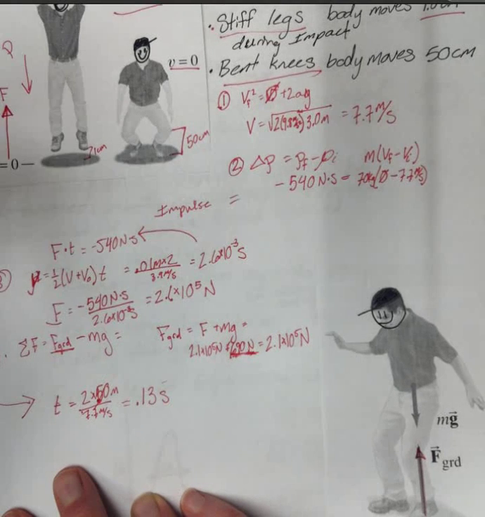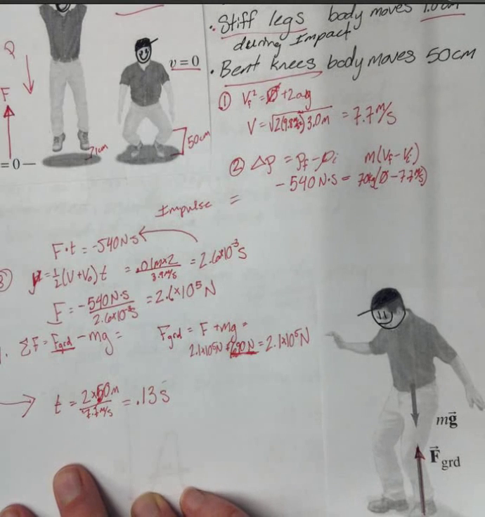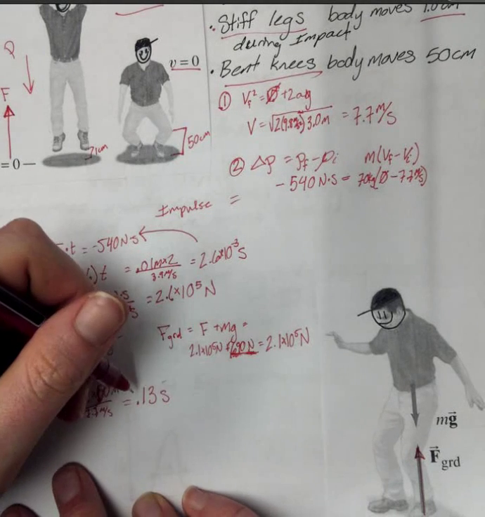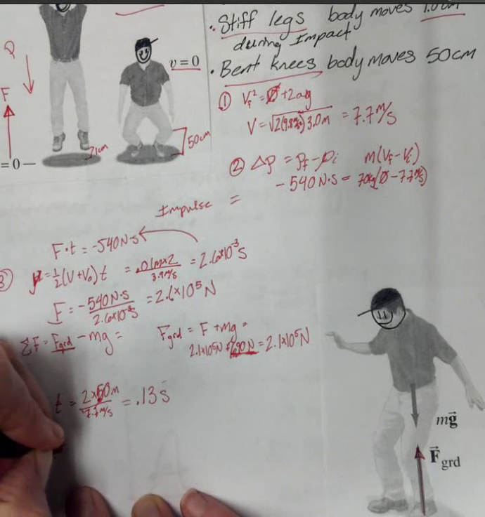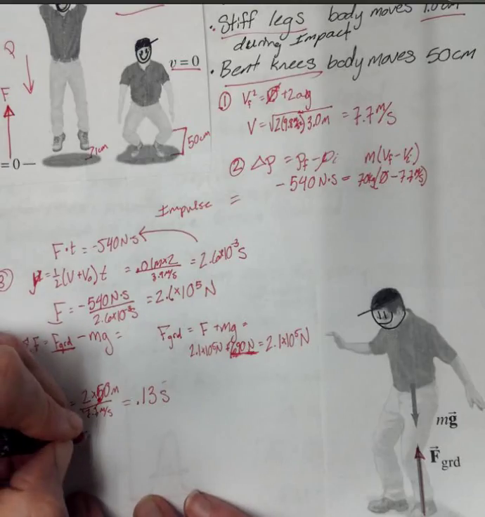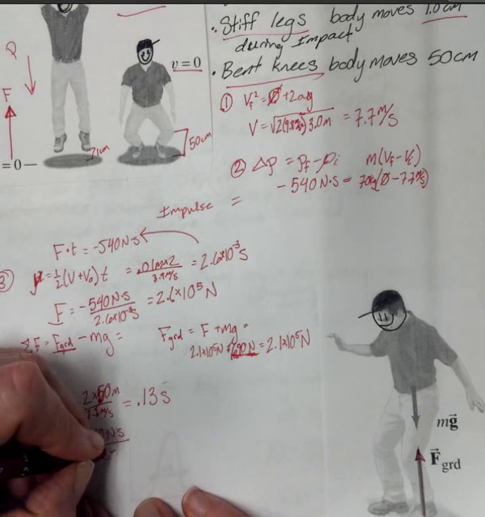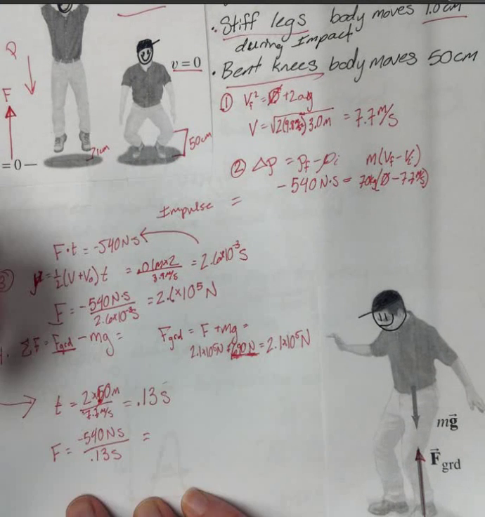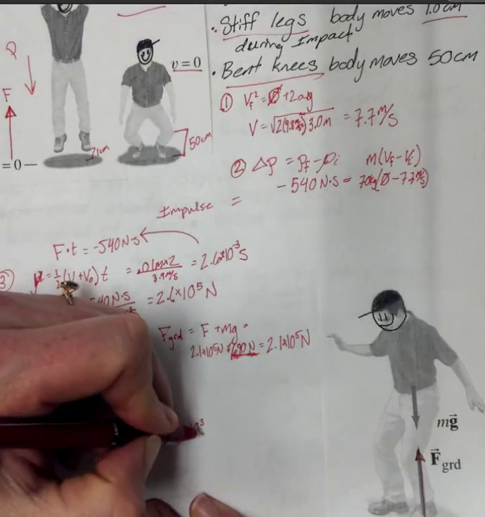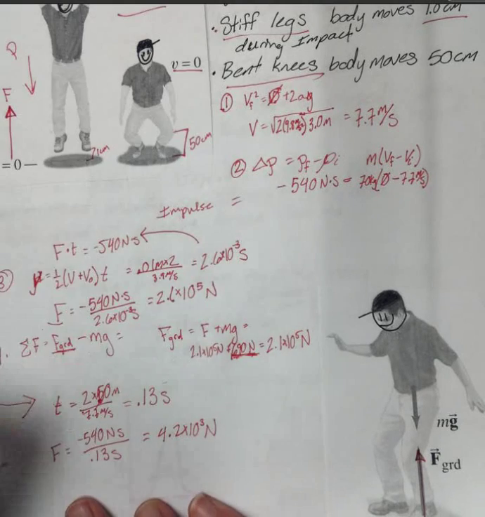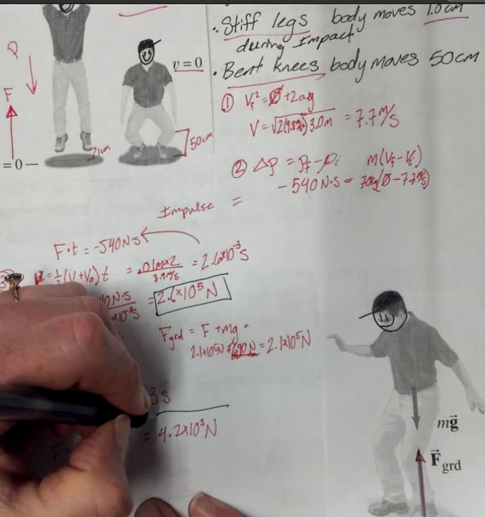So we can already assume that the force is going to be much less when he bends his knees. Now we can use this time to figure out exactly how much less it was. And we do that by saying that force equals change in momentum, which was negative 540 newton seconds, divided by the change in time, which is 0.13 seconds. And you get that the average force experienced was 4.2 times 10 to the third newtons. And just as we assumed, 4.2 times 10 to the third is a lot less than 2.1 times 10 to the fifth.